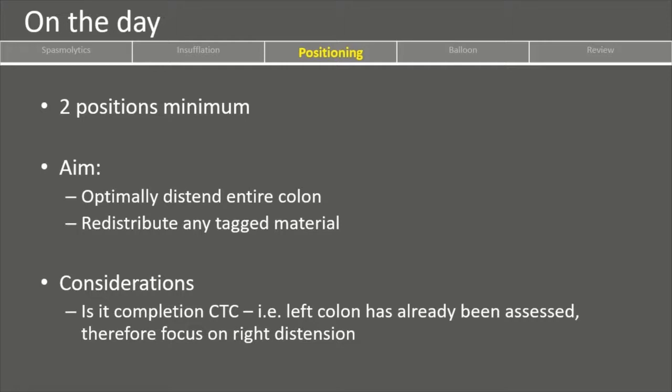Patient positioning is really important, and you need to have 2 positions as a minimum. And the aim of positioning is to help optimally distend the entire colon and also redistribute any residual tagged material. Again, just to consider, you are tailoring the study to the patient. So is it a completion CTC? Has the left colon already been assessed? Therefore, your job is to focus on the right-sided distension.